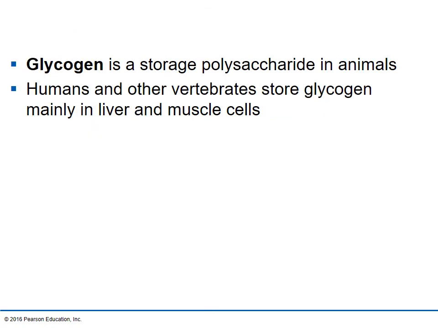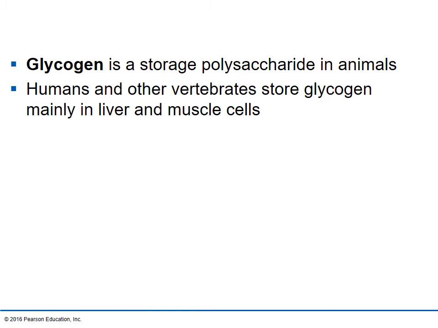All right, now let's talk about us. We do not store our excess carbohydrate polysaccharides as starch. We store it as something called glycogen. So glycogen is a storage polysaccharide in animals, so that fits our particular kingdom that we're found in. And then we usually store ours in our liver and our muscle cells.